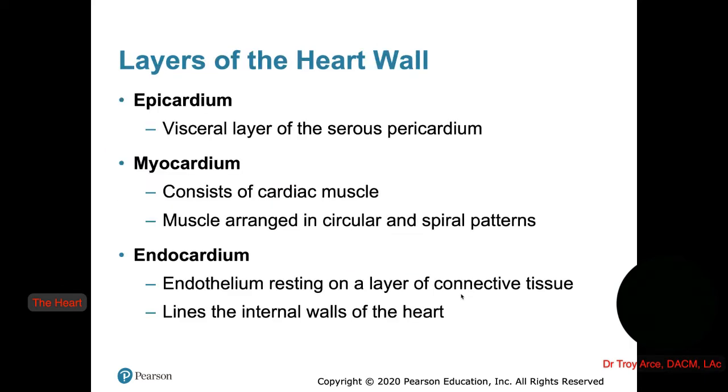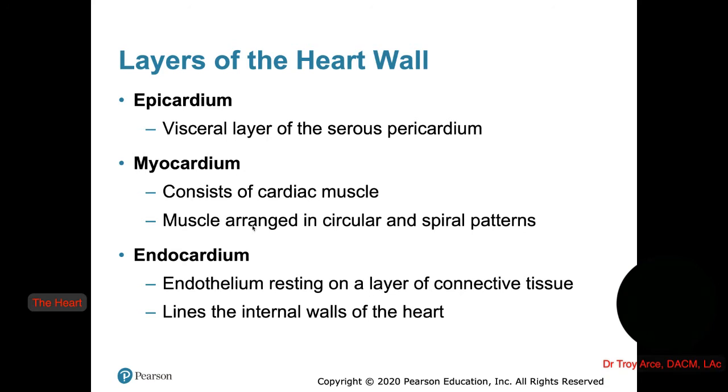Here we go. So the epicardium, again, of the heart wall is the visceral layer of the serous pericardium. It's the outermost layer of the heart wall. Then you have your muscle tissue, right? This myocardium consists of cardiac muscle, which is striated muscle, similar to that of skeletal muscle. There are two places that have striated muscle: skeletal muscle and cardiac muscle. And you can tell the difference because cardiac muscle has intercalated discs, and also cross striations when looking under a microscope. But it's a special type of muscle called cardiac muscle.